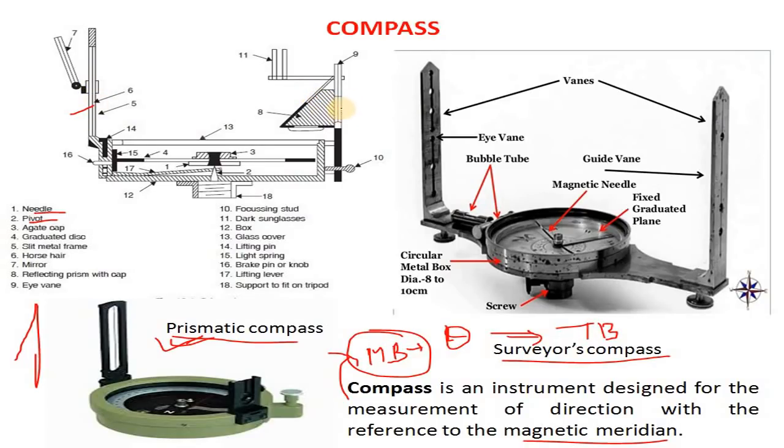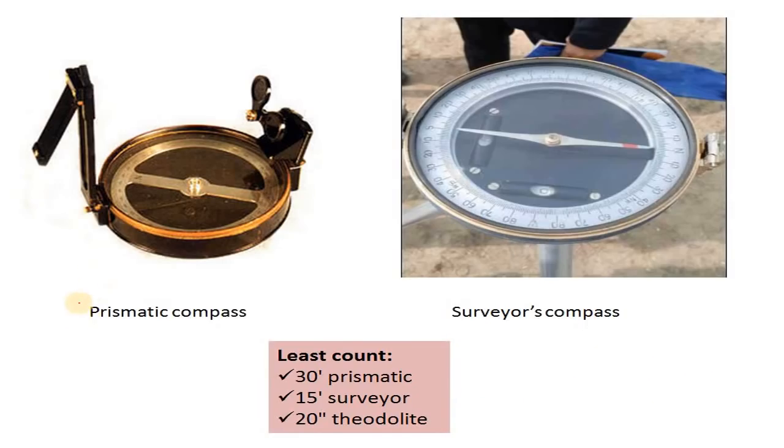There is a facility for taking the reading, but in the surveyor compass there is no facility for taking the reading. You first bisect the object and then you need to see the reading, but in the prismatic compass, you can bisect the object and take the reading simultaneously. The prismatic compass can be used with or without a tripod stand, but the surveyor compass cannot be used without a tripod stand. You can see here, this is the prismatic compass, this is the surveyor compass. You can remember the least count.